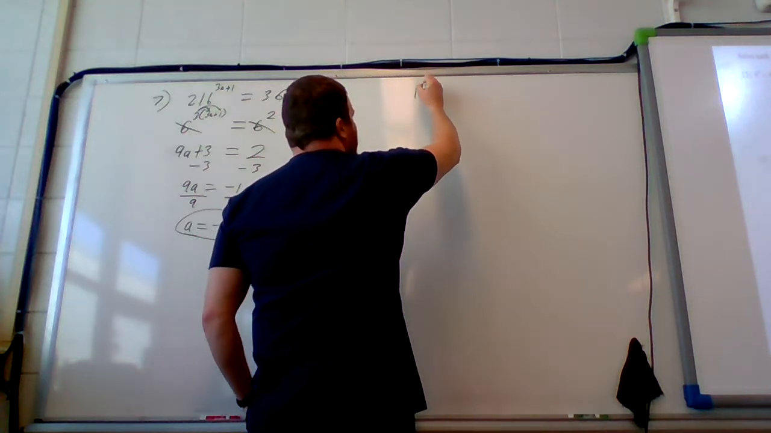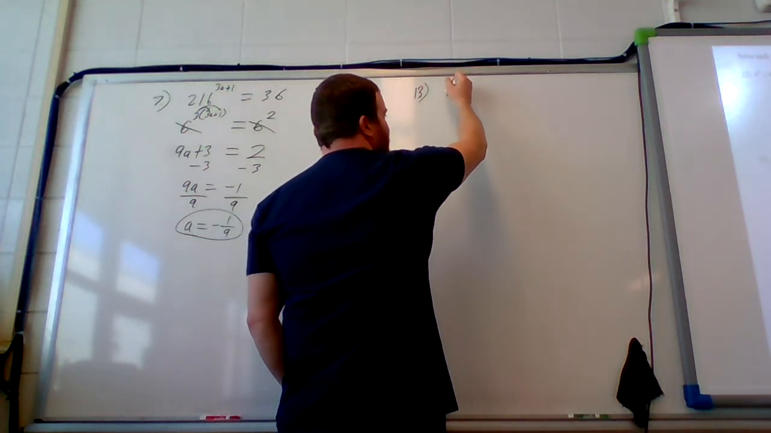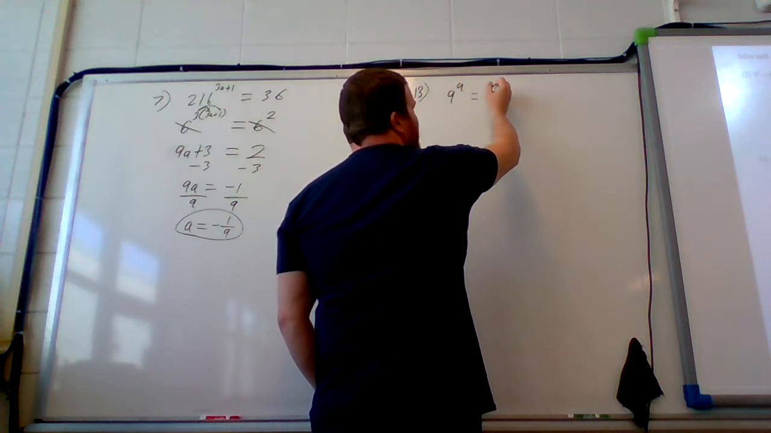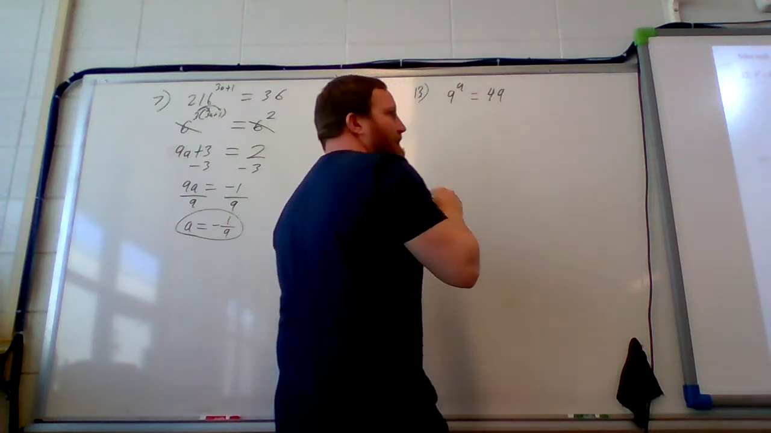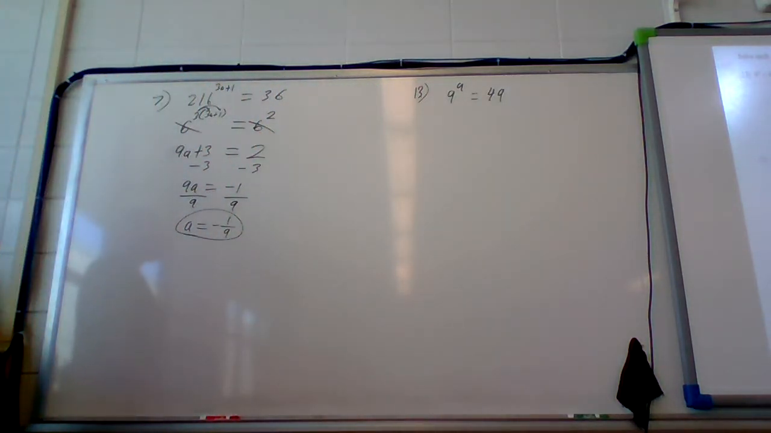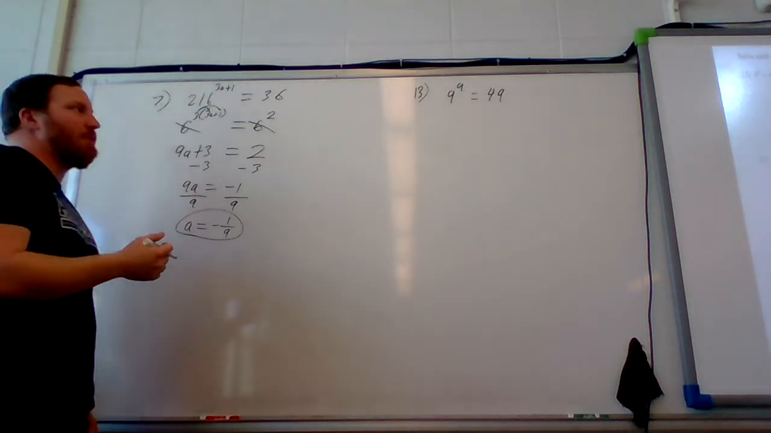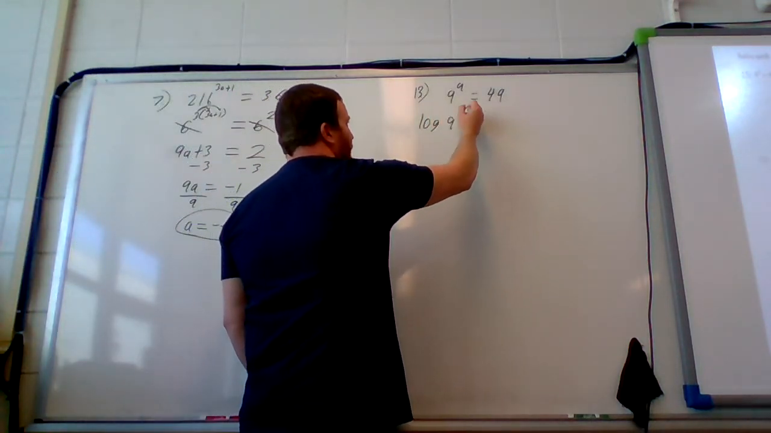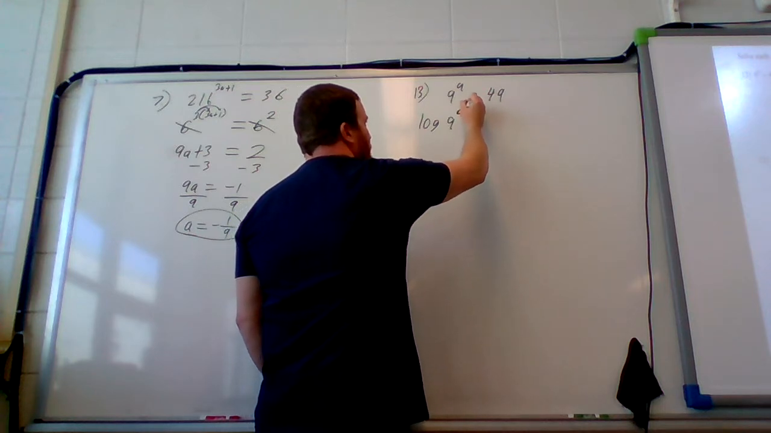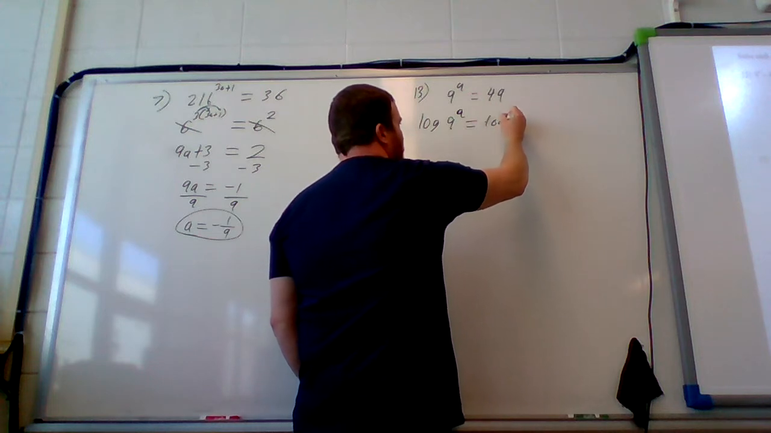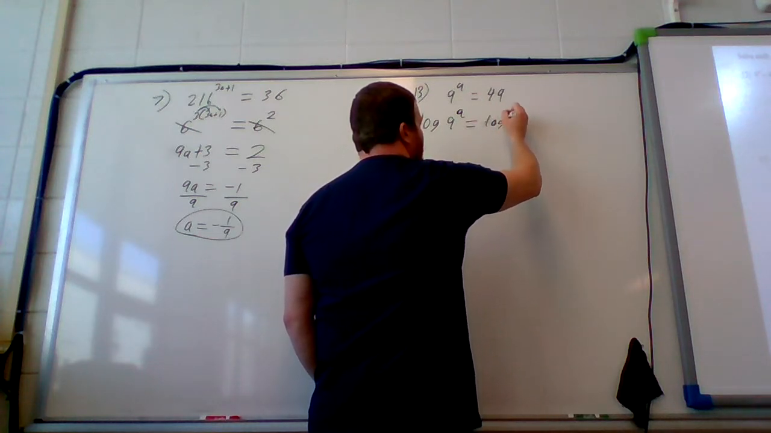Let's start off easy, then we'll do some of the harder ones. So number 13, they've got 9 to the a equals 49. So again, first step, take the log of both sides. So that's going to get us log of 9 to the a equals log of 49.